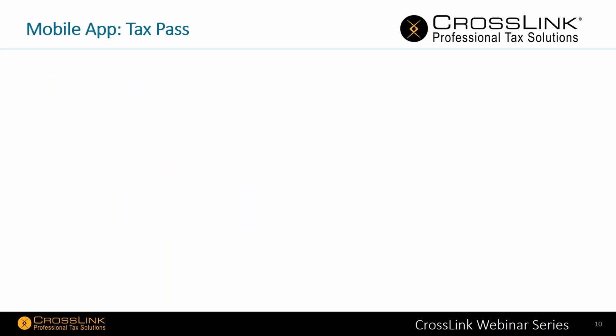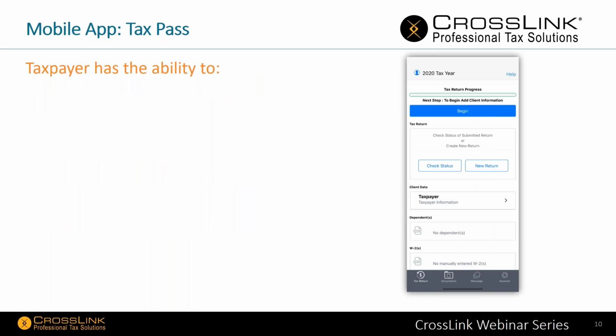Now moving on, what does TaxPass look like? TaxPass has the ability for your taxpayers to start a tax return. As you see on this image, it says start new return. It has a nice progress bar at the top where it says begin, and they simply fill out that client data screen. They enter their name, their address, their filing status, and they can enter dependents if they need to. They're just giving you that client intake form that you would normally hand out.